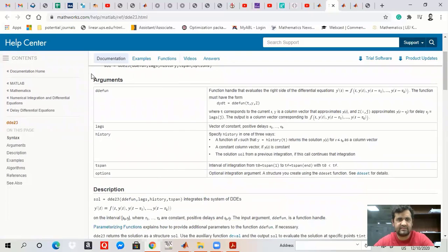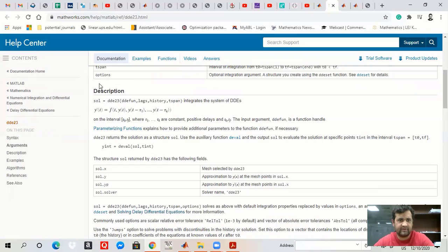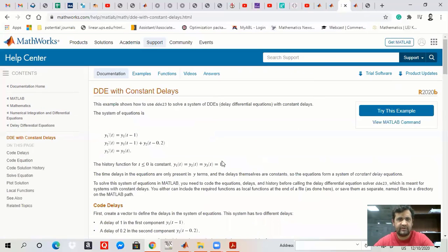So you can read these arguments by yourself, although I have given a brief detail, and I would recommend you to read the description for this solver DDE23 by yourself. Now I choose one special case. This is the delay differential equation with constant delays, and I try it with you in the live editor.